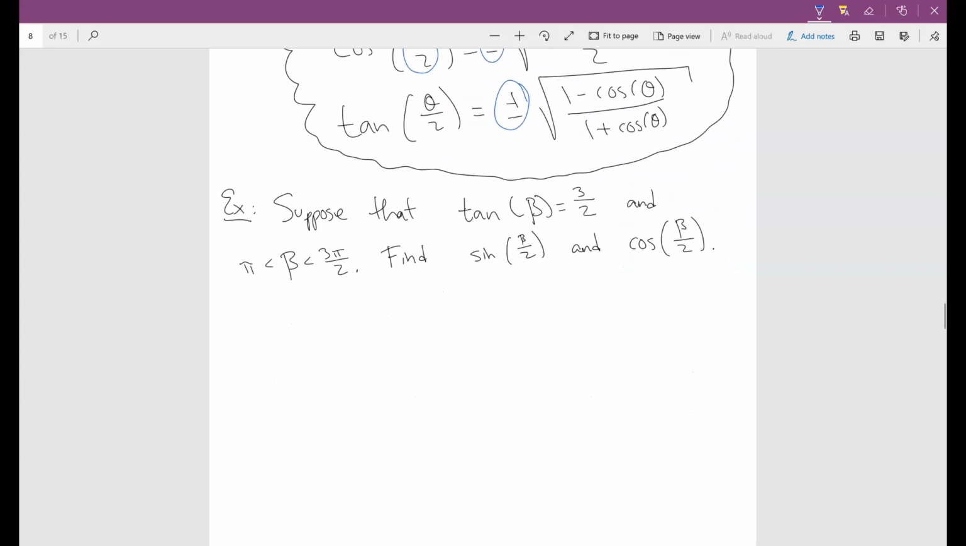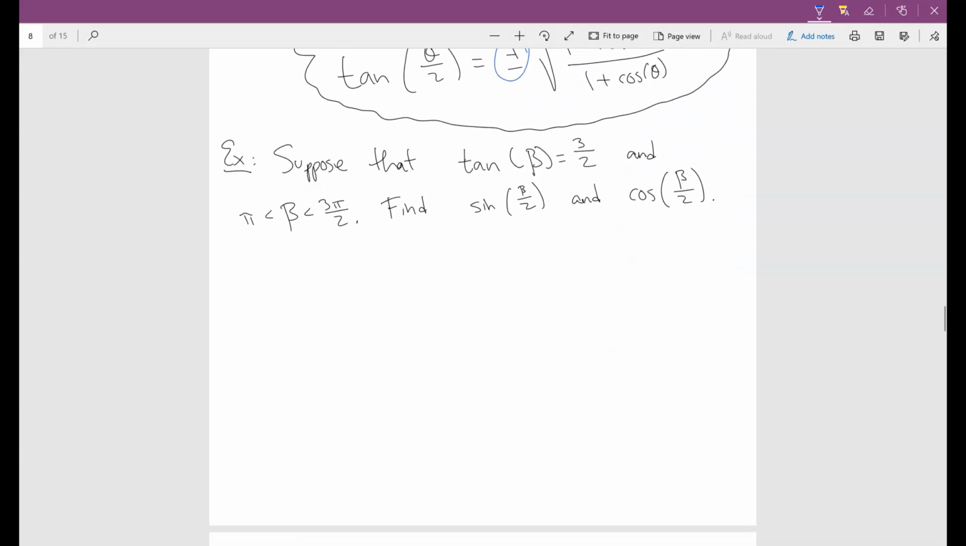Okay, so now here's the problem. Suppose that tangent of beta is equal to 3/2, and beta is between pi and 3 pi over 2. Find sine beta over 2 and cosine beta over 2. Okay, so now what we want to do is first find out where exactly beta is. Right now beta is in the interval pi to 3 pi over 2.